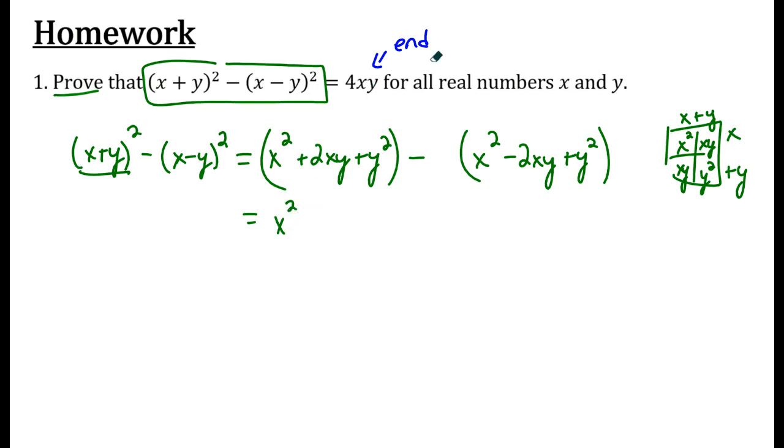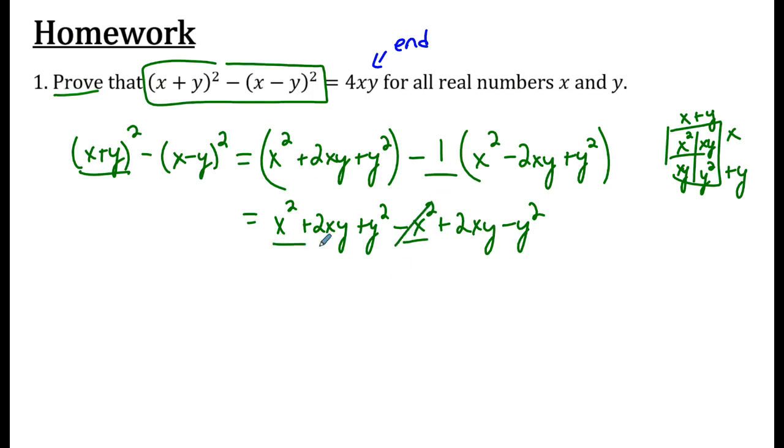Well, I'm going to distribute that negative 1 that's sitting in front of that. So minus x squared plus 2xy minus y squared. Well, x squared minus x squared, those add to 0. y squared minus y squared adds to 0. 2xy plus 2xy gives me 4xy. That is my proof. I started with one side, made it look like the other side.